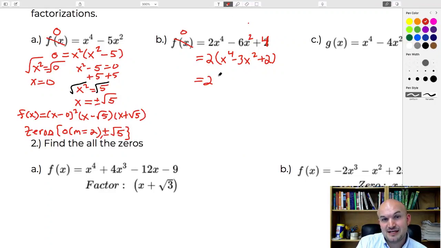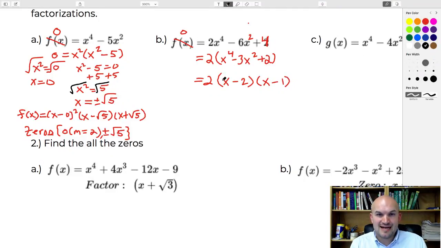And now what I can do is I can factor this down. Again, treat this like a quadratic trinomial where you're factoring the trinomial, but you're just going to raise the powers. So what two numbers multiply to give you 2, add to give you negative 3? For right now, that's going to be x minus 2 and x minus 1. And then x times x gives me x squared, and I need this to give me x to the 4th, so I'm just going to raise the powers here.